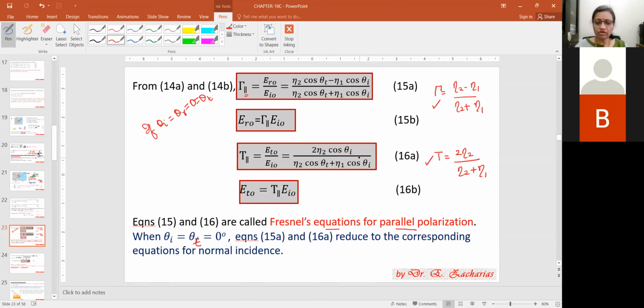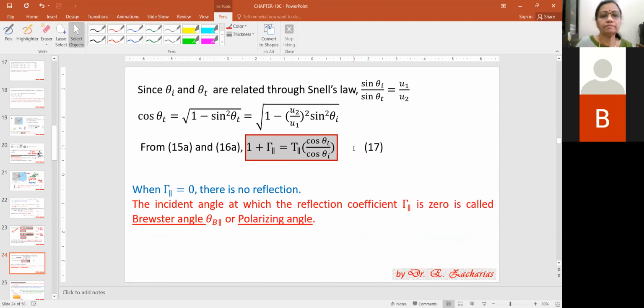Now, I just want to check this T parallel once from the book. One of you just check and let me know later whether I have made a mistake here. We'll just check that. Okay, next.